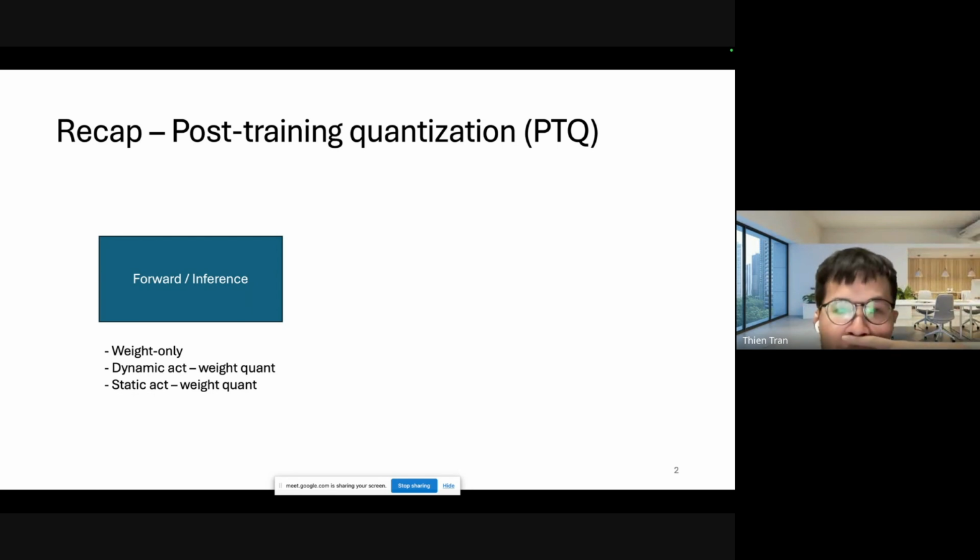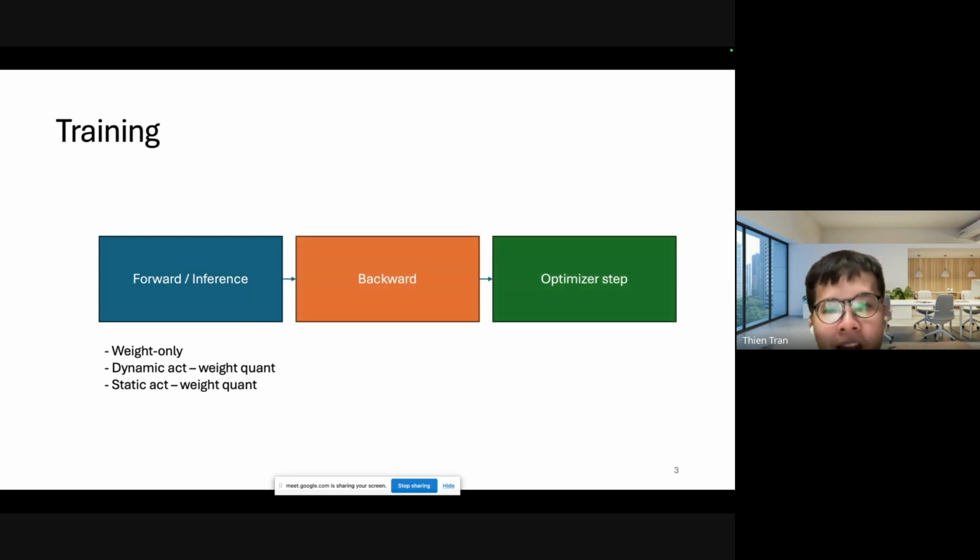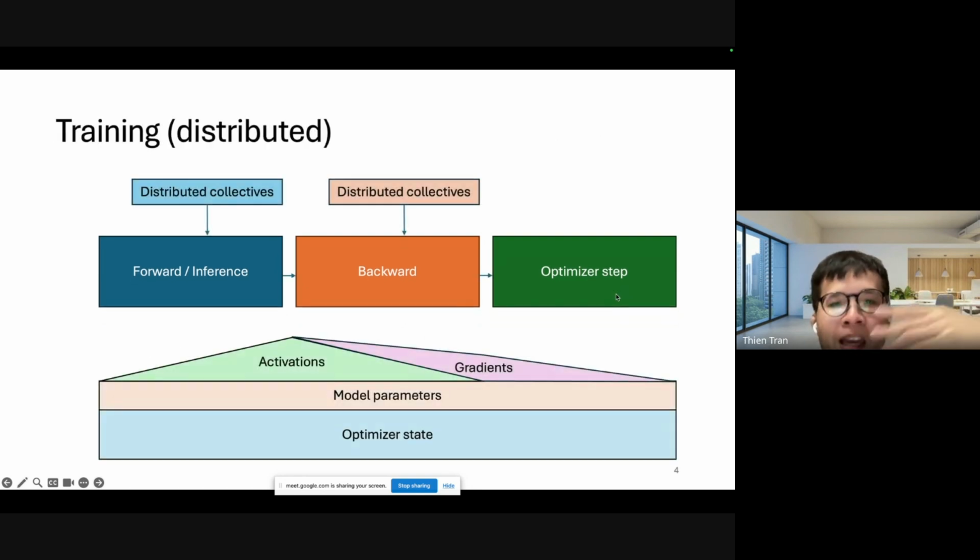But when we go into the training world, things are much more complicated. Usually we have another step, the backward pass, and also the optimizer step. So the thing is, we can use quantization or we can use low bit for every step of the training process.